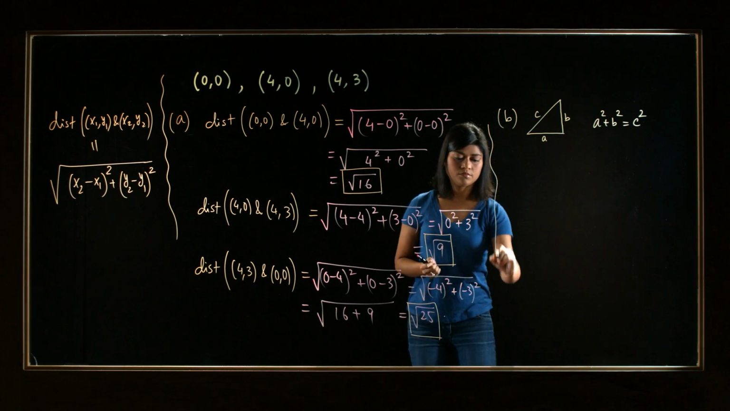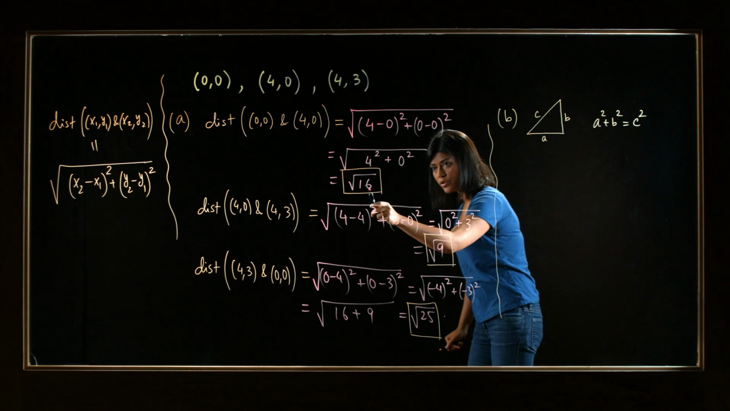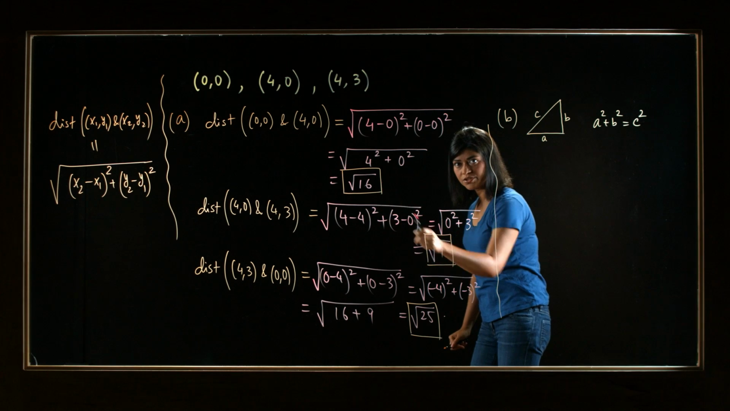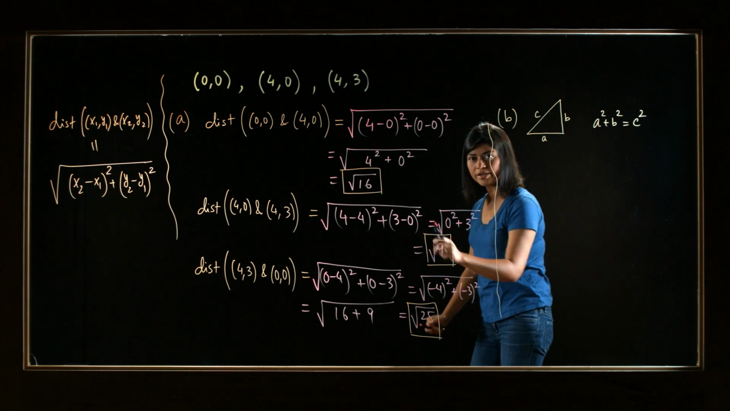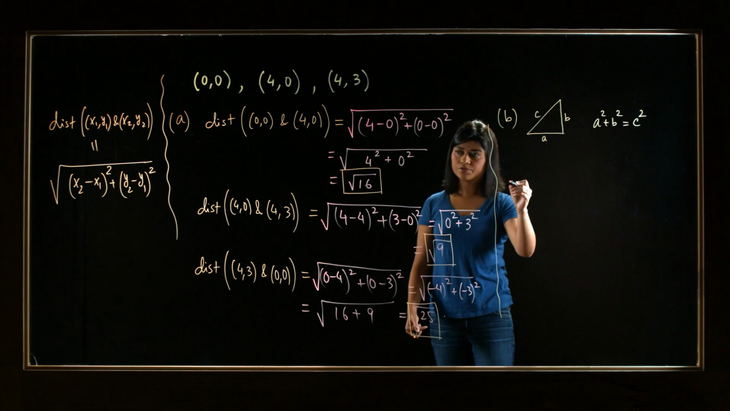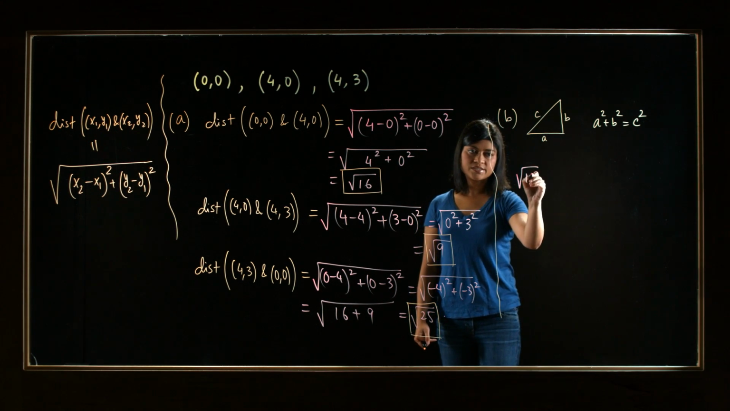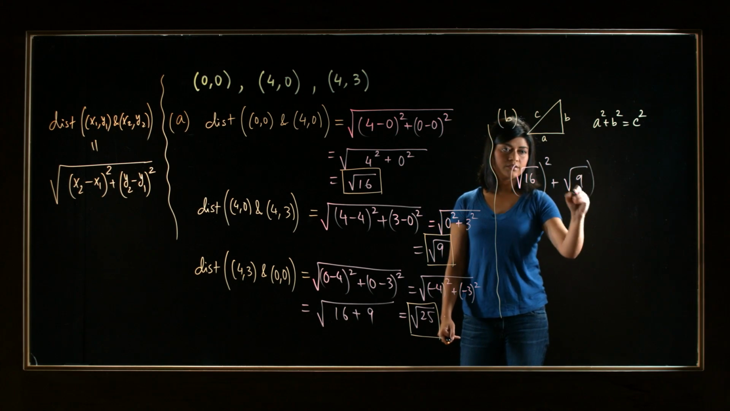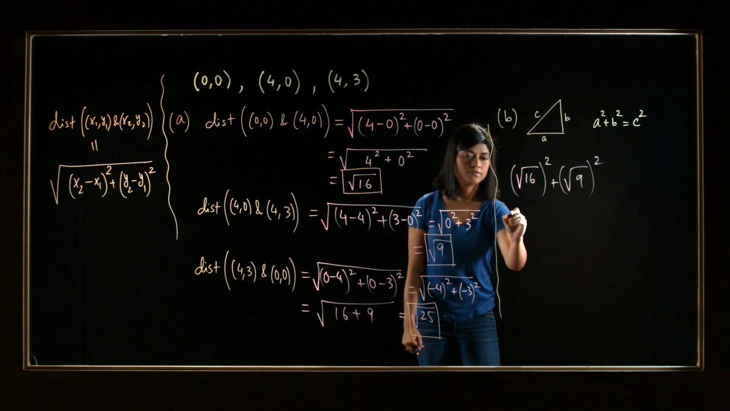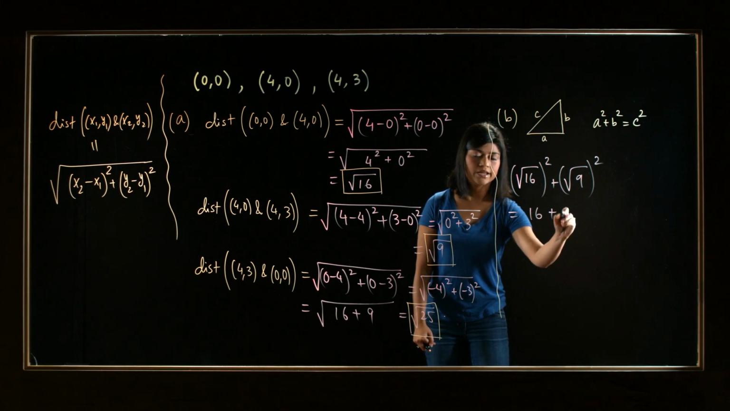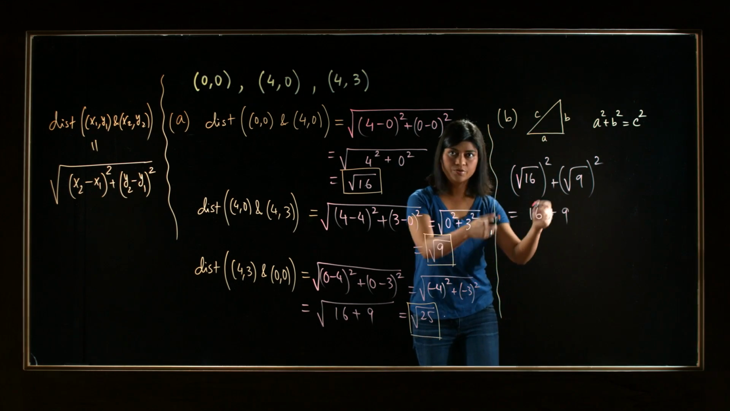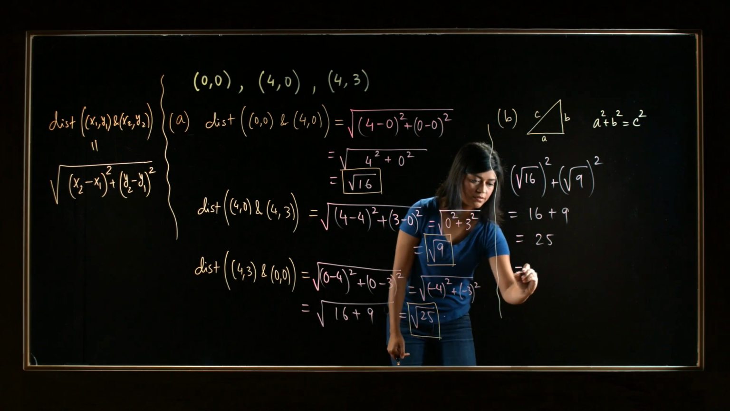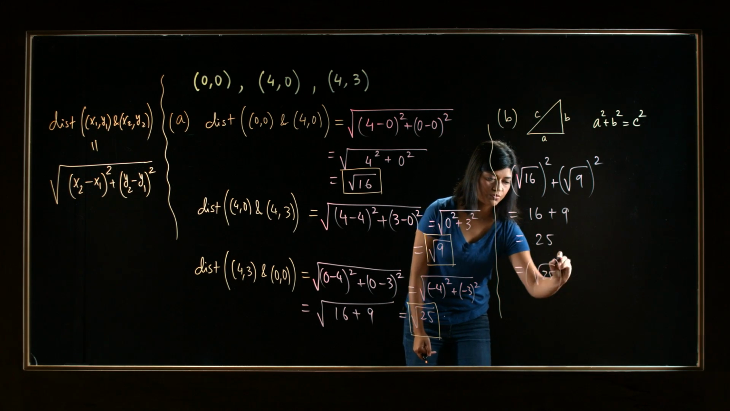Okay. So notice, look at these numbers. There is a 16, there's a 9, and a 25. That tells you right away which two should be squared and added to get the third one. So if we do square root of 16 square plus square root of 9 square, what do we get? This is 16 plus 9, because when you square a square root, you get rid of the square root. So this is 25. But 25 is square root of 25 square.